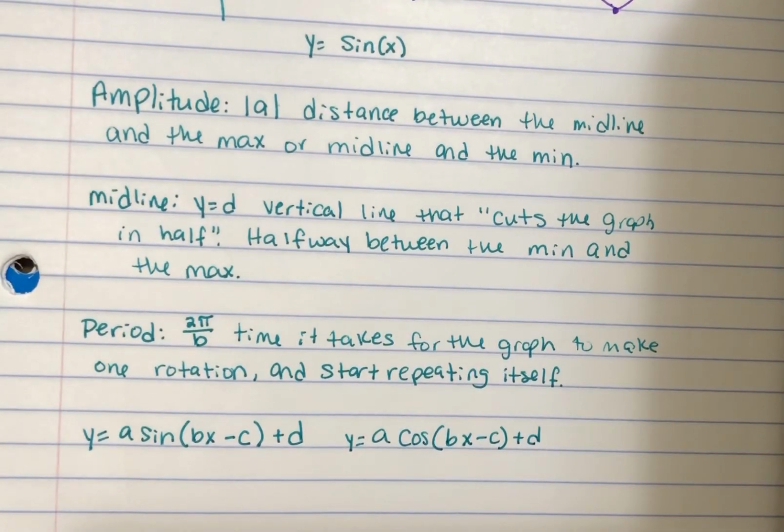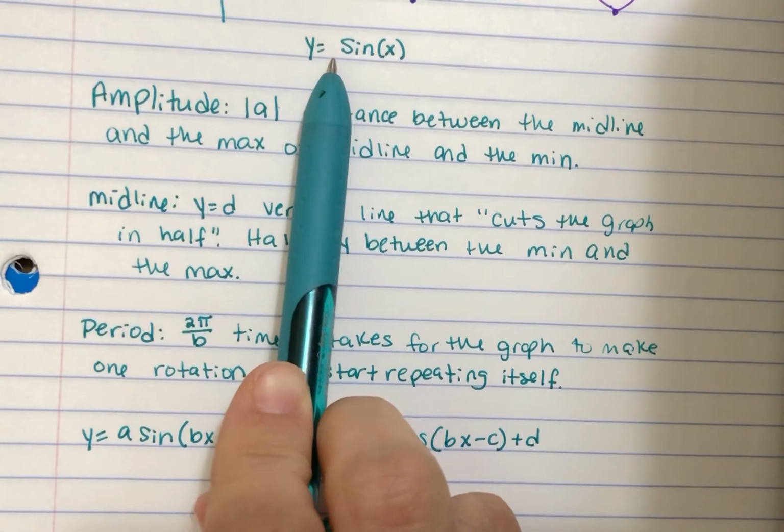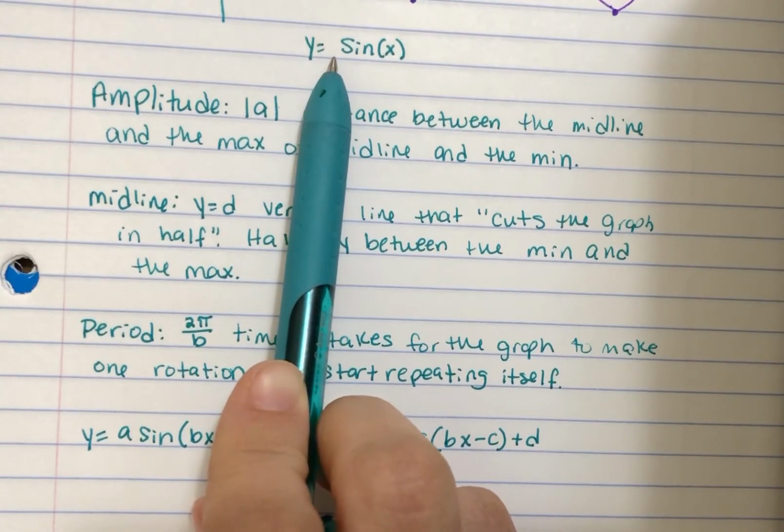So the amplitude is the A. It is what is being multiplied to the sine. So in our original, if we look in front of the sine, there's nothing being multiplied there, so you know there's always an invisible 1.